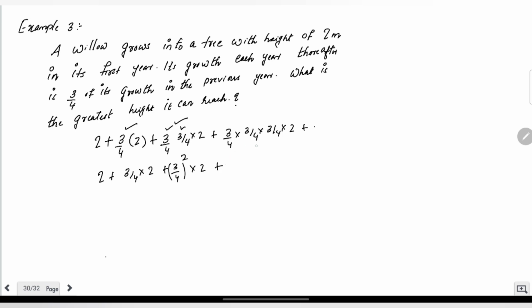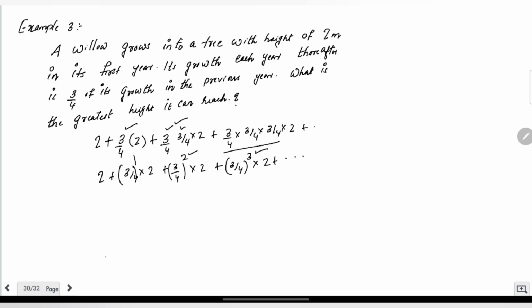Then the fourth year is going to be how many 3 by 4? Three of them are there. That is (3 by 4) to the power 3 times 2, plus etc. See, we got a number series, okay? And what type of series is this one? Of course, it is a geometric series, because the power is increasing. Here the power is 1, here the power is 2; power increasing means it's a geometric pattern.